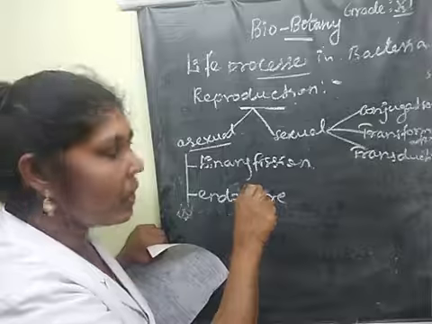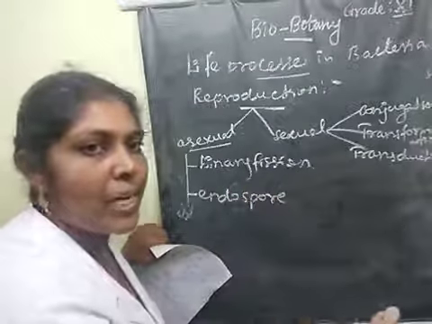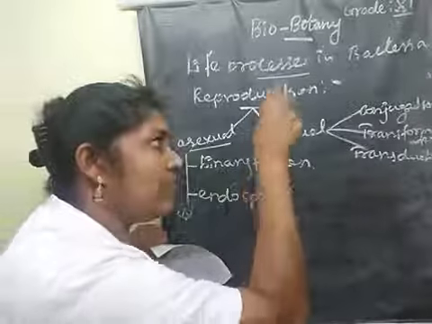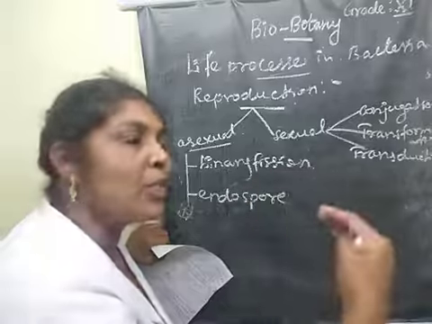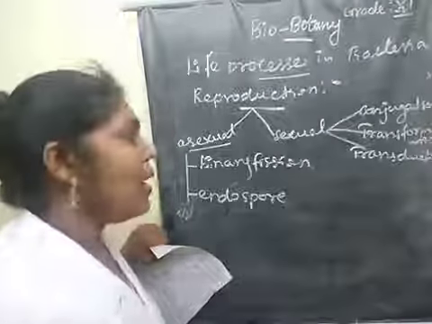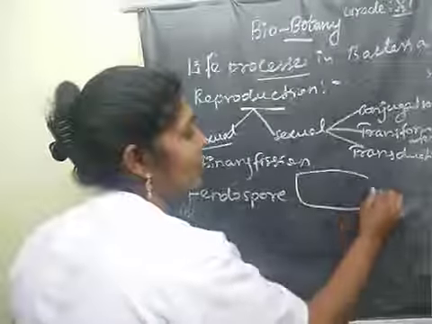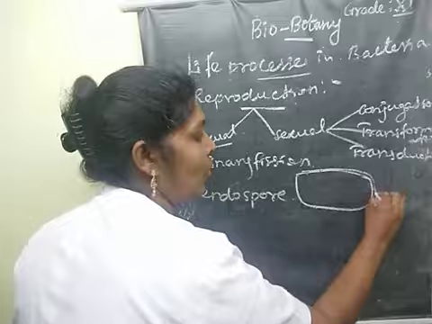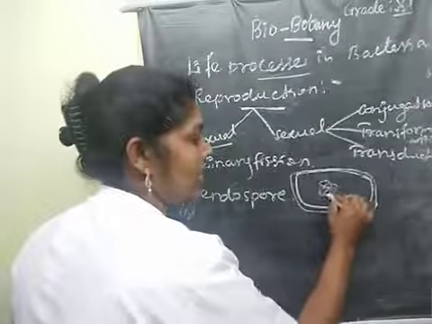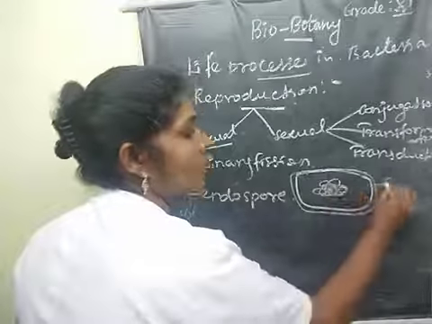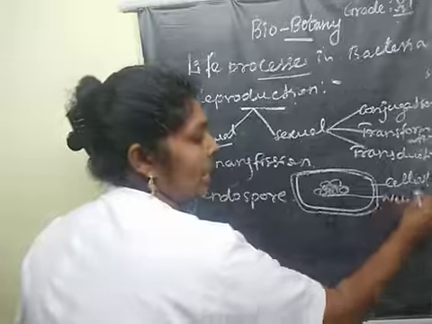Binary fission. Binary fission means that during a favorable condition, the bacterial cell separates into 2 daughter cells. How does binary fission take place? Just imagine this is a bacterial cell, and this is the cell wall area, children. Here is the nucleoid. Am I correct? This is the cell wall region, and this is the nucleoid.